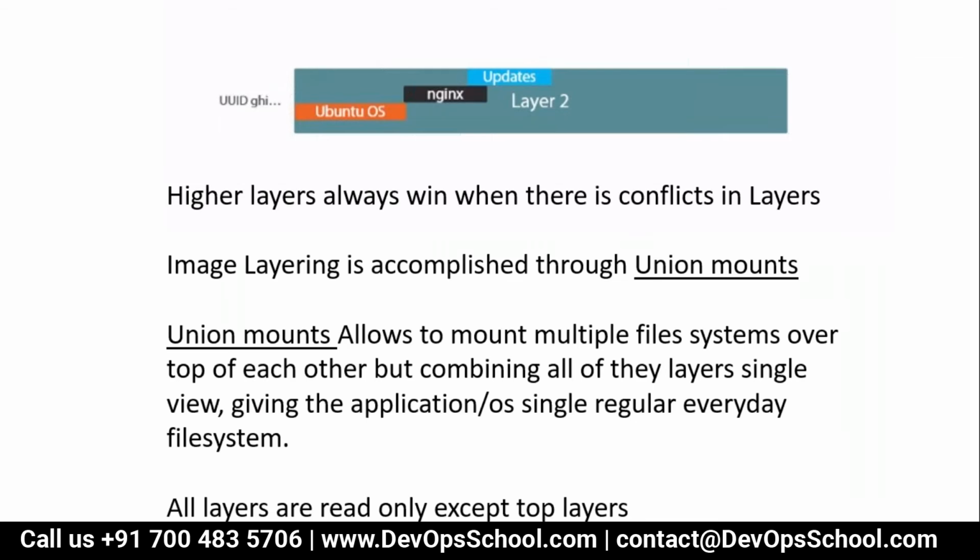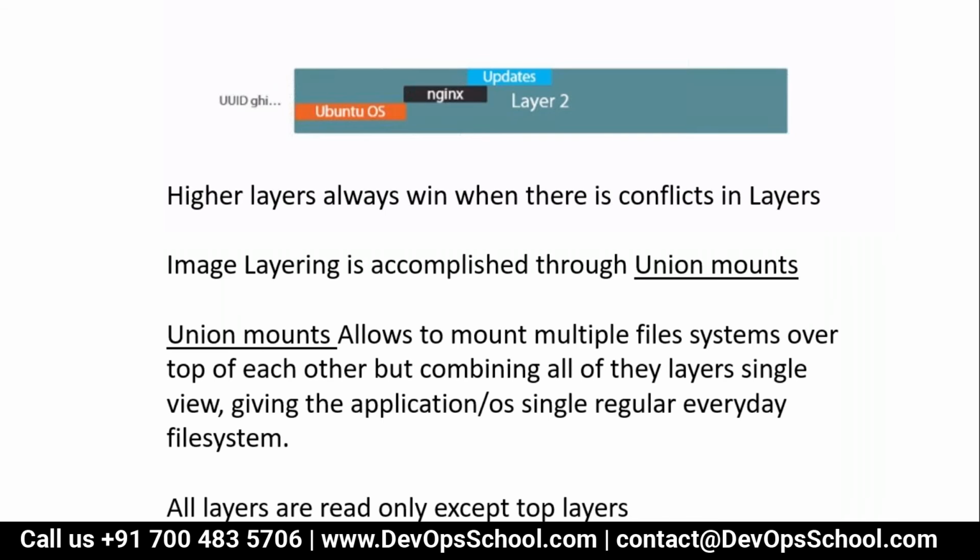So now with that in context, we have to understand these three statements. Please read them. I will just pause for a few seconds. Three statements, please read them. Higher layer always wins when there is a conflict in layers. Image layering is accomplished through union mount. Layering is done by union mounts.